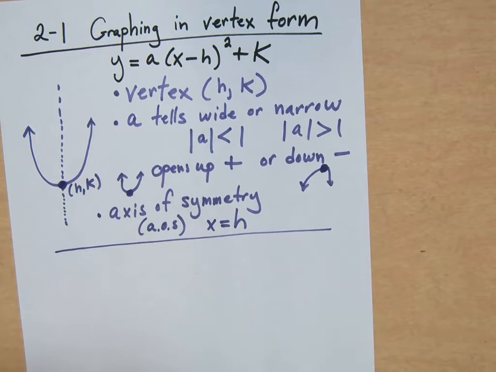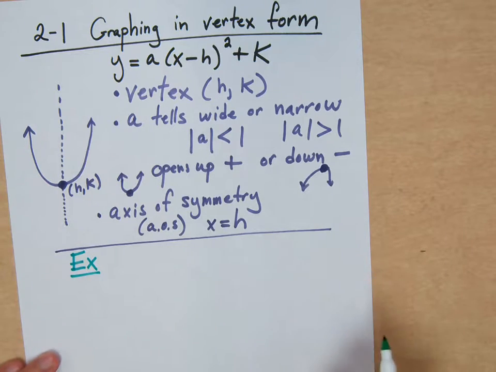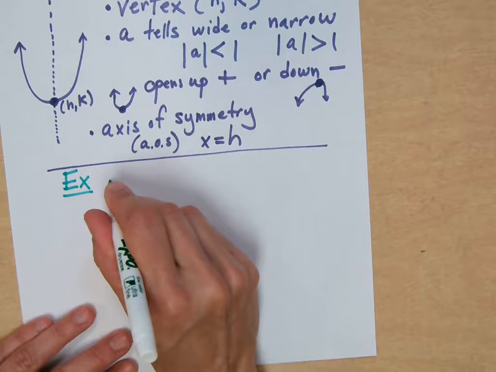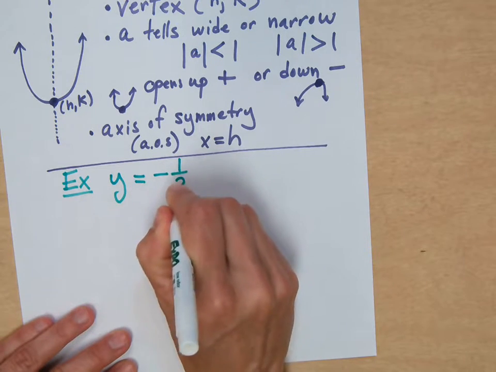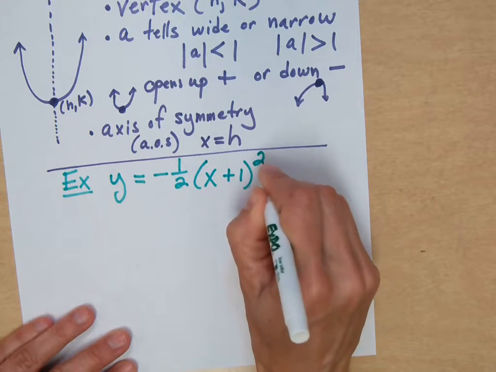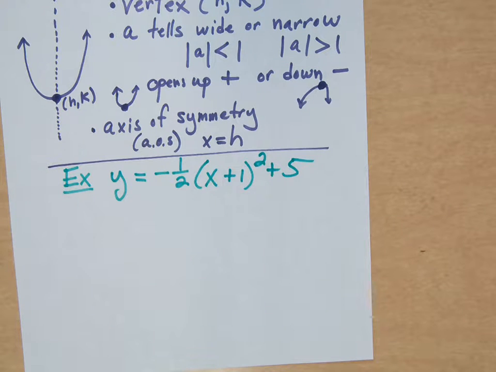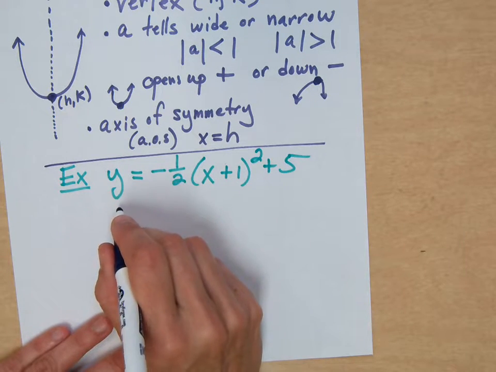So the example is, I'm going to give you the equation. We're going to pull out all the information and graph it. So here's the example: y equals negative 1/2 (x plus 1) squared plus 5. So this is what we would do with that. First, let's pull out all the information, then we can graph it.